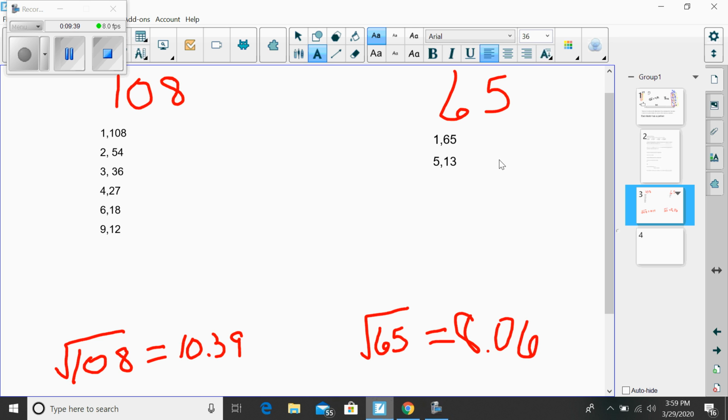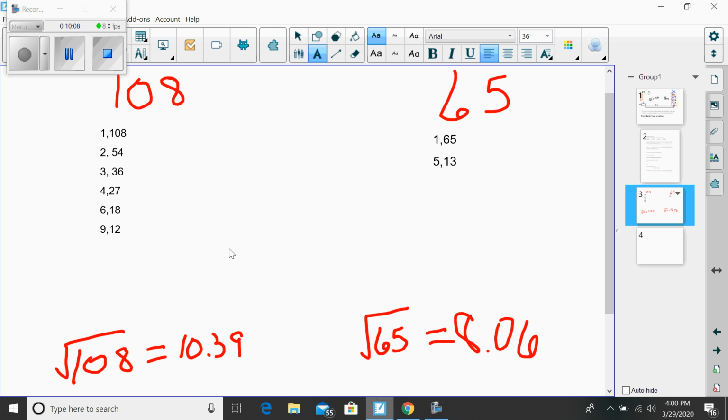So 65 has very few, right? 108 has a lot of factors. Again, I went in order. Does 1 go in? Does 2? Does 3? Does 4? Okay, 5 doesn't, 6 does, 7 doesn't, 8 doesn't, 9 does, right? And notice I said as soon as I pass the square root, I know I'm done. Or, if I kept going, does 10 go in? Does 11 go in? No, they don't. Does 12? Yes, 12 does, but I've already got it. So as soon as I start to repeat, I'm done.